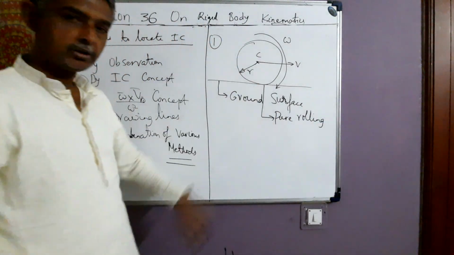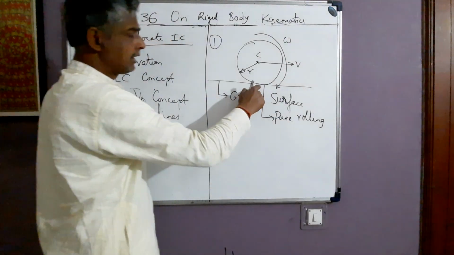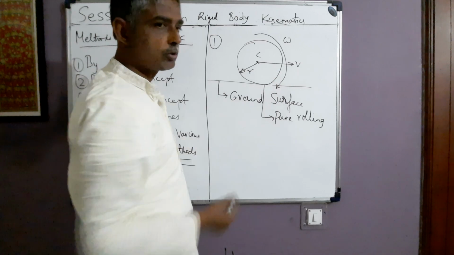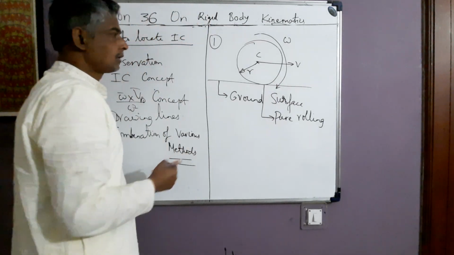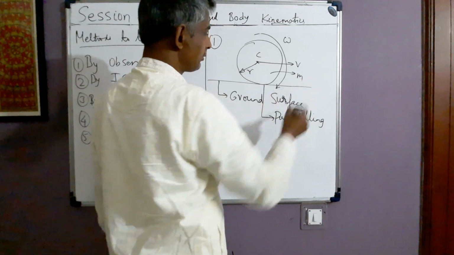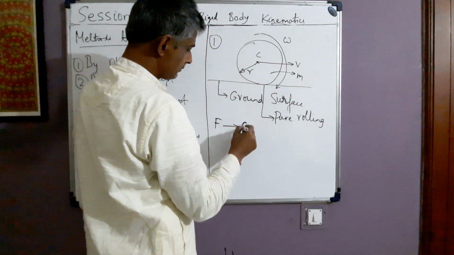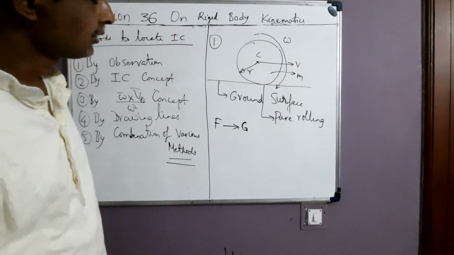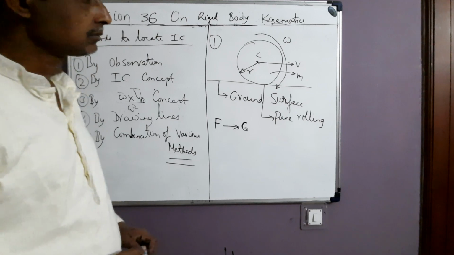It undergoes pure rolling here. So since the center is moving rightward and this undergoes pure rolling over the ground surface, the sense of omega should be clockwise. Now we have to tell this is the body M, the drum is body M. Instead of F we have ground frame G. Now we have to locate the IC of this drum with respect to ground at this instant.